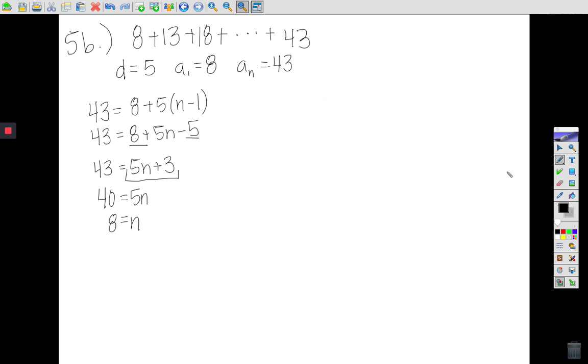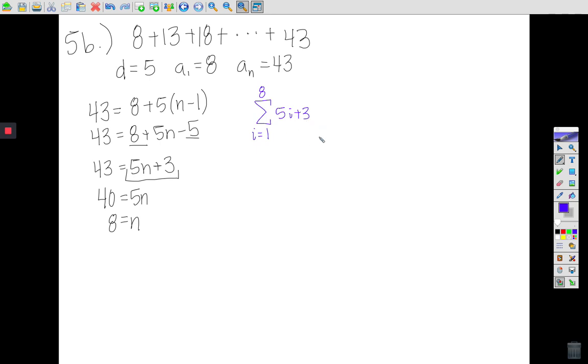8. So to write this in sigma notation so that we can figure out what our sum is, we write an 8 on the top. i equals 1. 5i plus 3, and there's our sigma notation.